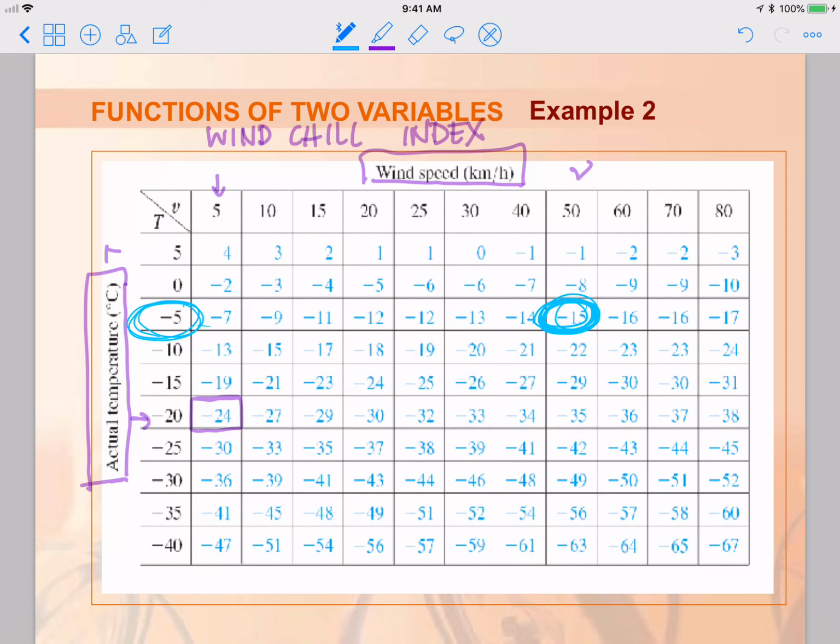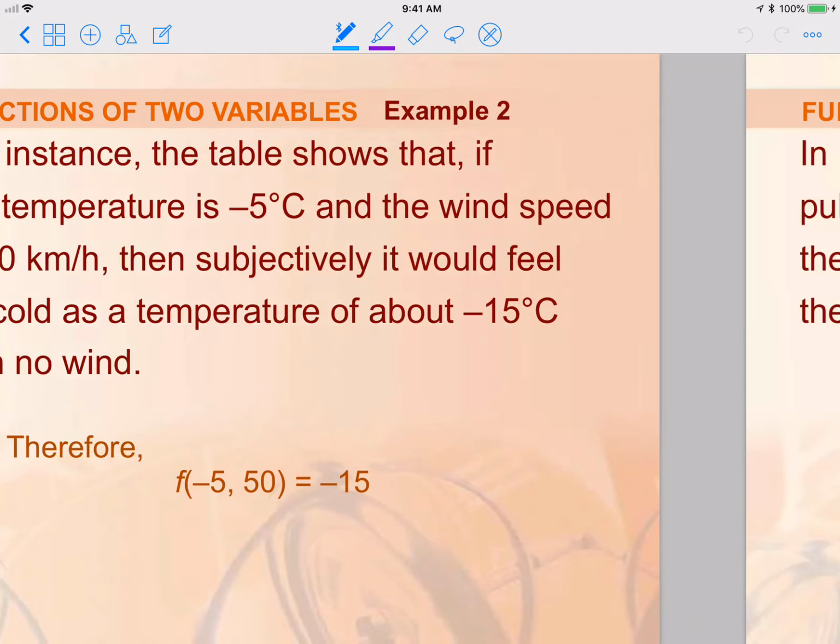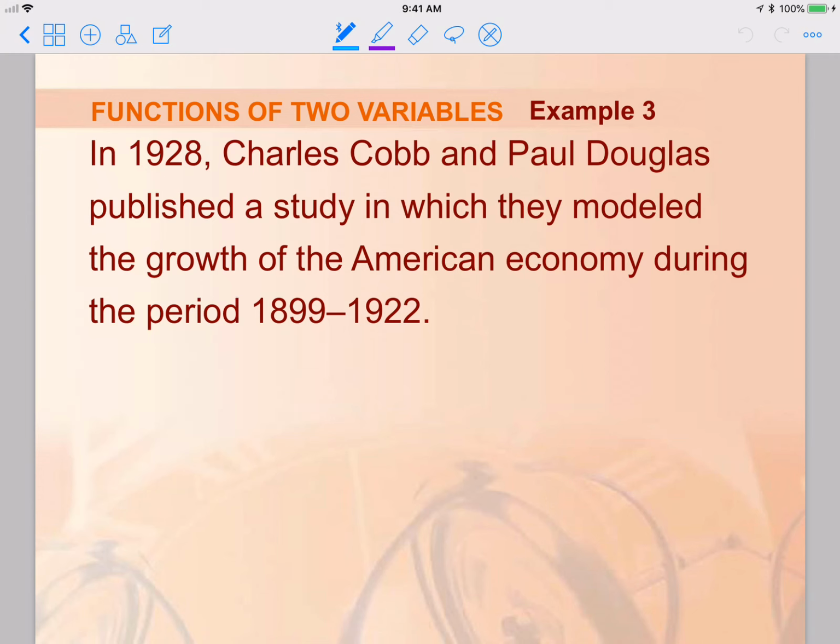So the bottom line is that this wind chill index is a function of two variables. But we don't have a formula. All we have is a chart, a kind of list of numerical data. Okay. So that's one example.